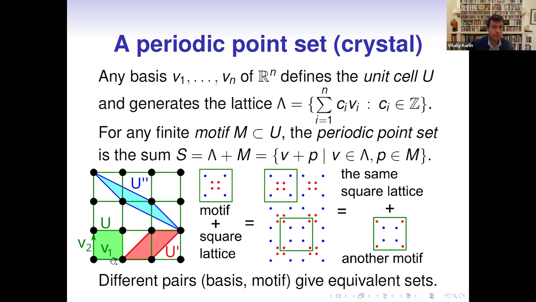So for example, starting from the simplest orthonormal basis on the plane, we can generate the unit square lattice consisting of these black dots. So all linear combinations of these two green vectors generate the infinite set of points. Here I show only 16 of them, but the set is infinite. Also the same basis defines the unit cell.